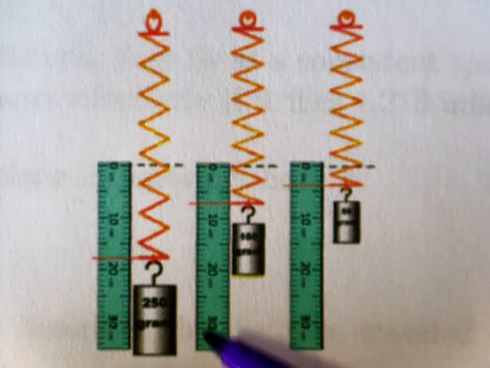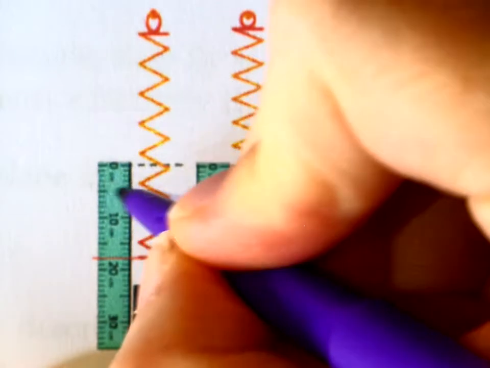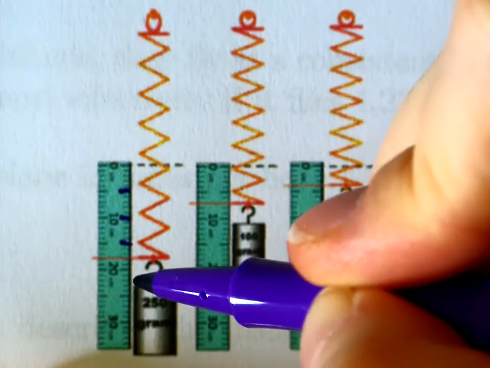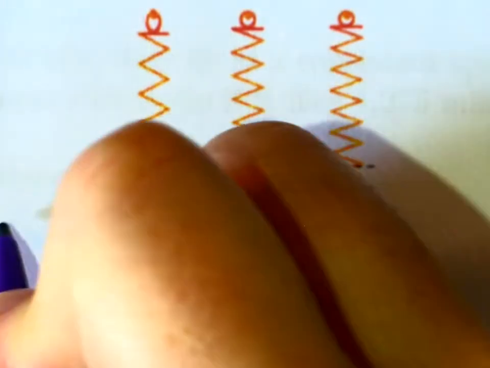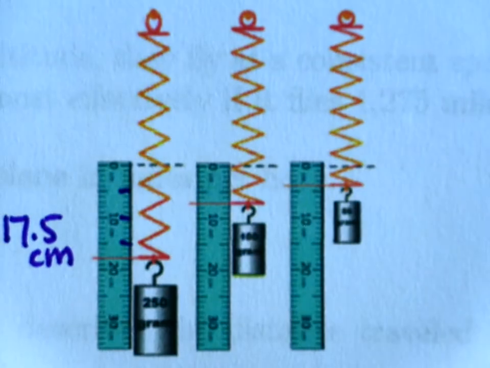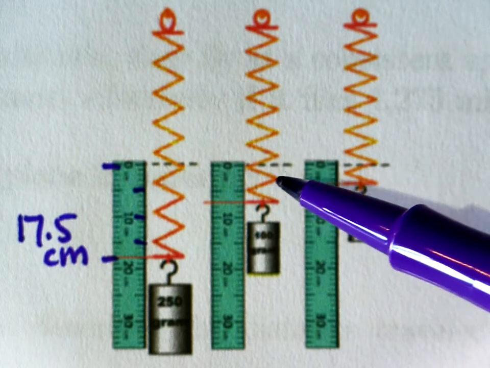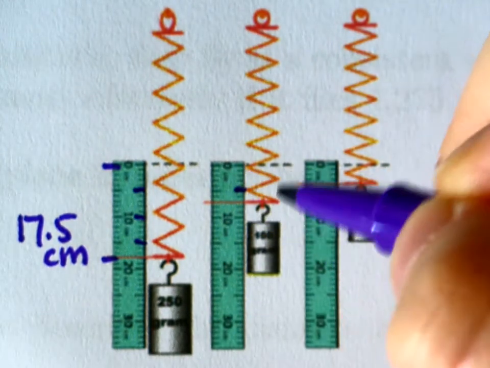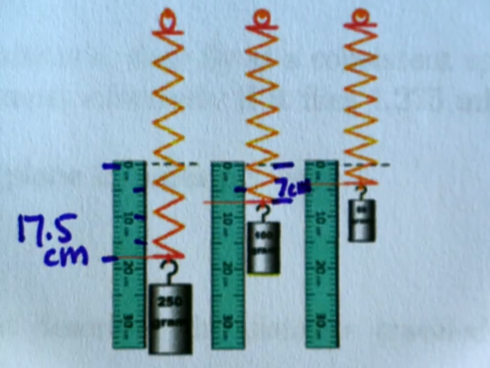Let's see. This 250 gram, like how far down did this go? Well, this is 5, 10, 15, and not quite to 20. And really that is right in between here. So this is actually a distance of 17.5 centimeters from here to there. Okay, and then when we look at the 100 gram one, while we have it zoomed in, there was 5 and this was 7. So from here to here was 7 centimeters.